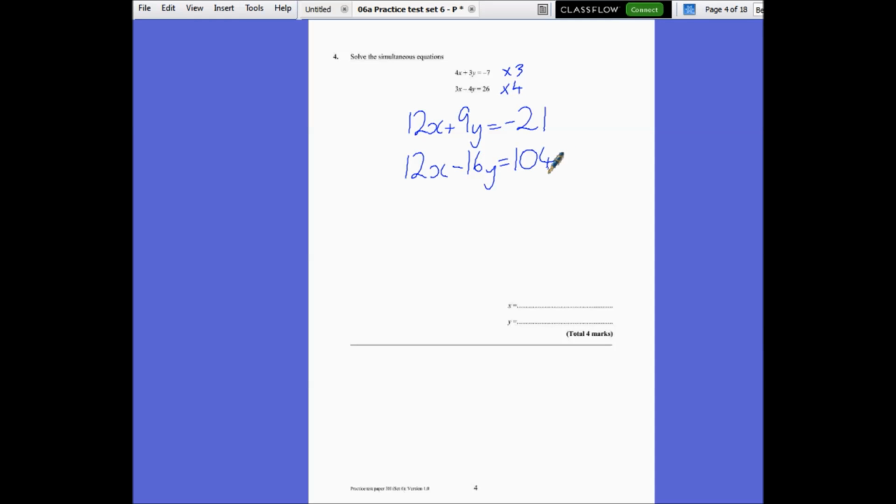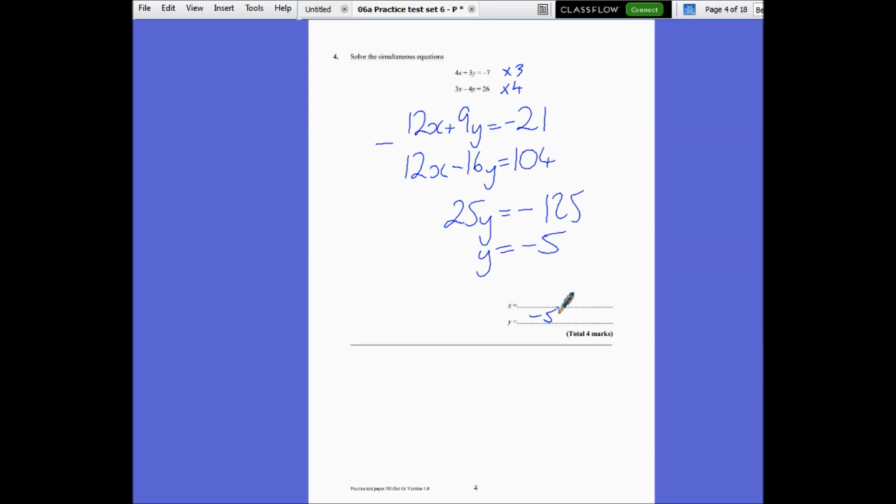Now we've got 12x in both, we want to subtract these from each other because the signs are the same. 12x take away 12x will be no x's, that's the whole point of doing it. 9y take away minus 16y is like adding, so that will become 25y's. And minus 21 take away 104 would be minus 125. Minus 125 divided by 25 would be minus 5. So y is minus 5.